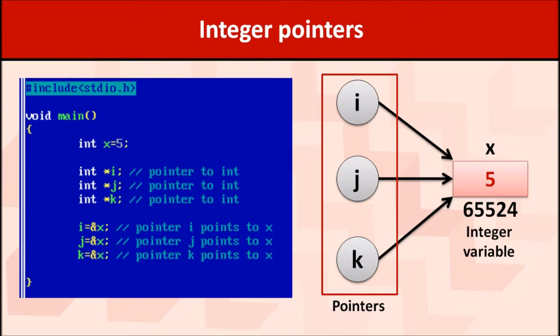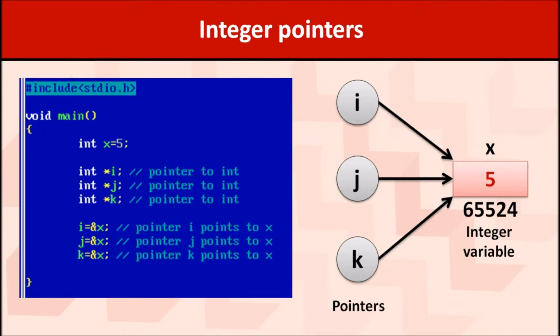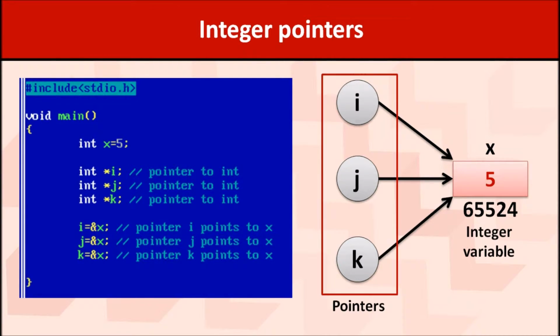Look at this code. We have declared an integer x and assigned value 5 to it. Then we have created pointers i, j, and k in the next 3 lines of code. We have assigned address of x to each of the individual pointers. You can imagine it with the help of graphics given here.